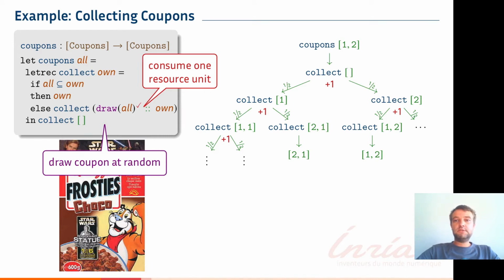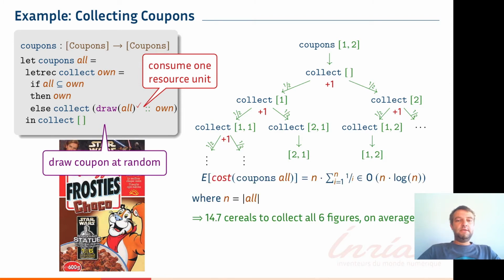Now if we look at the evaluation of this function, for instance, with coupon number 1 and 2, then we could be very lucky and after 2 iterations, so with cost 2, collect all the 2 coupons, or we could be unlucky and never finish collecting coupons. However, on average, the number of draws that we are performing can be shown to be bounded by this expression here. Okay, so if we come back to the example of cereal boxes, n is the number of coupons. If we substitute 6 here, then we see that on average 14.7 cereal boxes have to be bought in order to collect all these coupons.